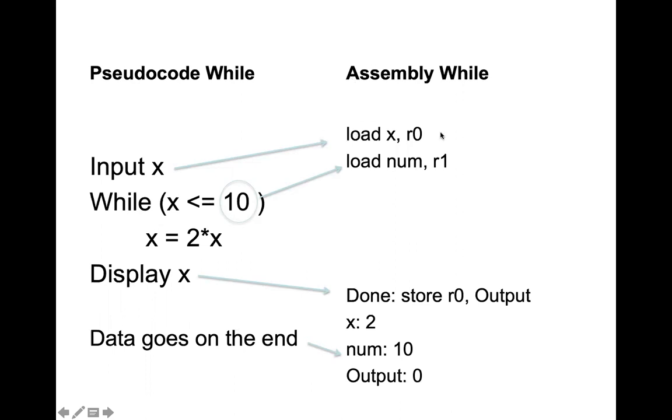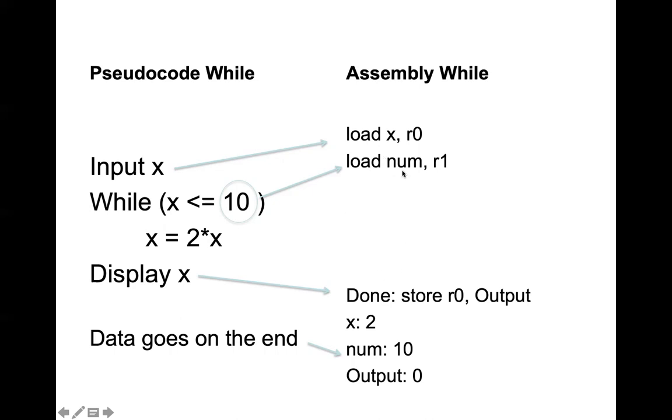To input x, again, we don't have an I/O device, so we're just going to load x from RAM. We're going to load the value at label x, which here is going to start at 2, into R0. Then we have to load our other operand for the comparison into R1. We have a label called num, and at that label is stored the value 10. So now R1 is going to contain the value 10. That's the setup for the while loop.